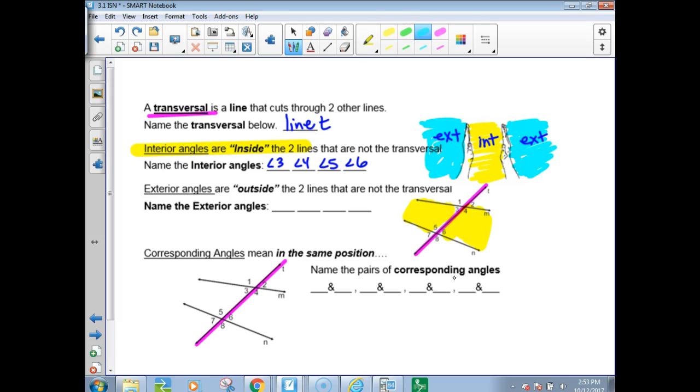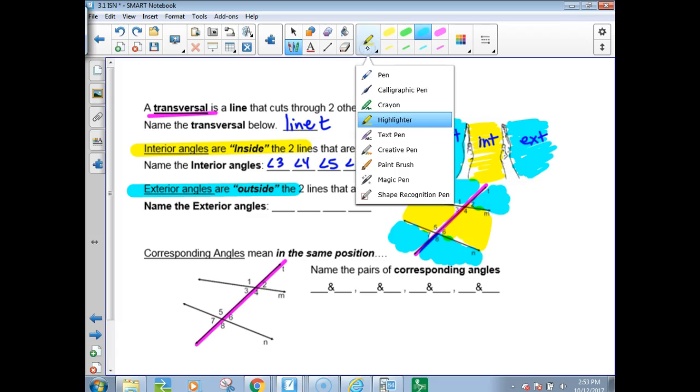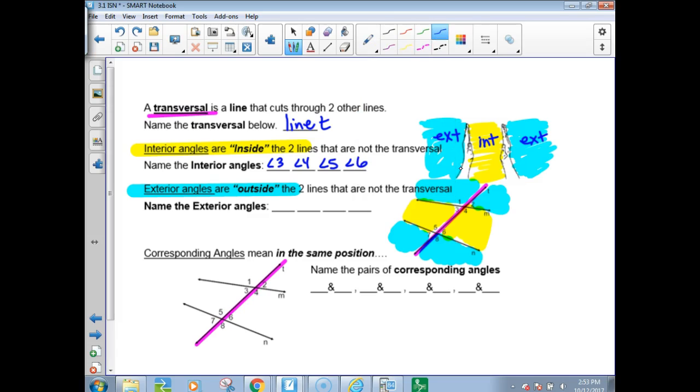Exterior angles are angles on the outside of the two lines. So they're going to be in the blue zone here. At least what I'm making blue. You can use whatever color you want. And don't forget, these do extend forever. So out there, we've got angle 1, 2, 7, and 8.